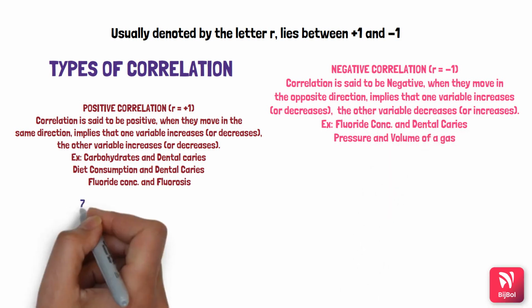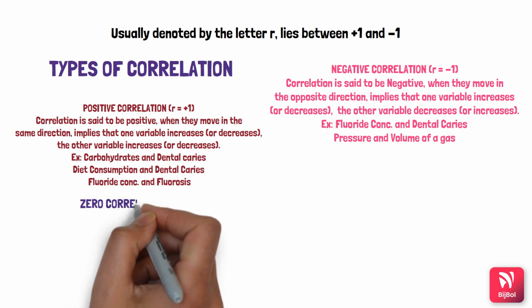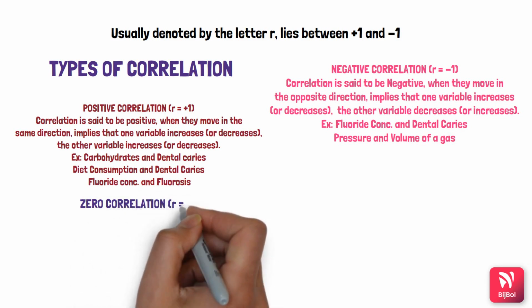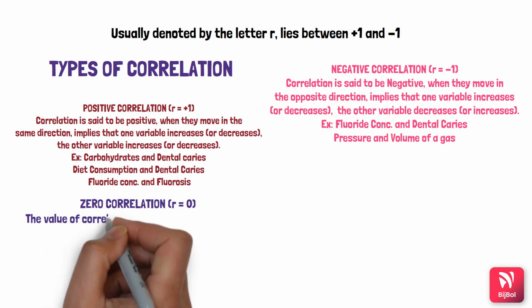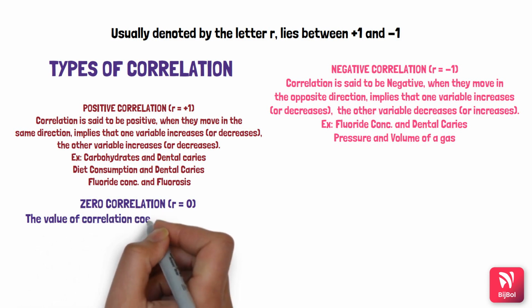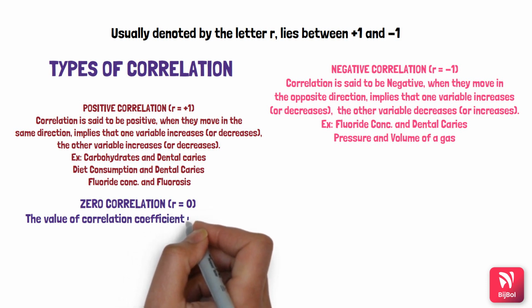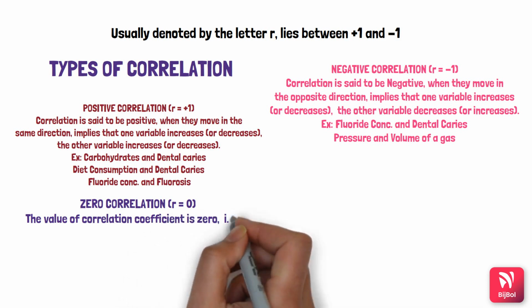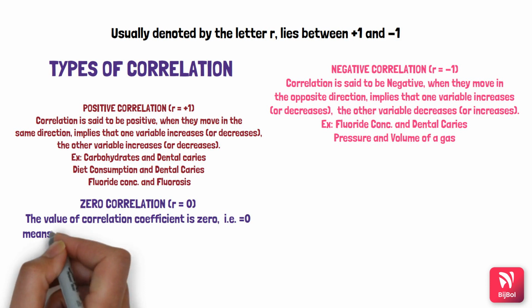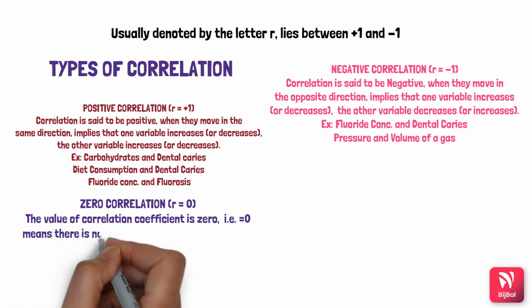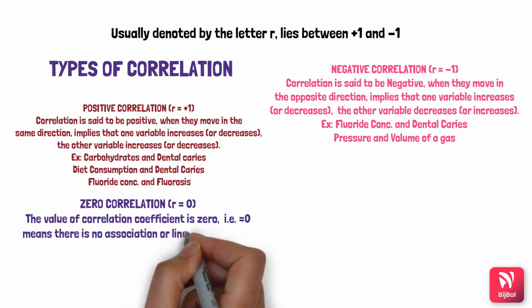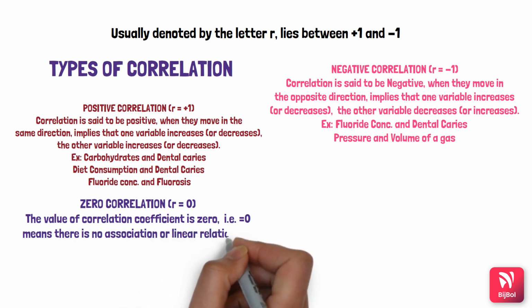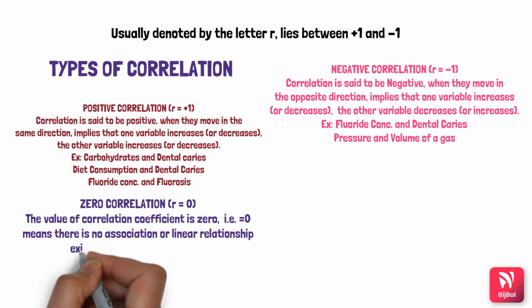Now we have seen the positive and negative. The next thing we have is the zero correlation. Whenever you have a value of R to be 0, the value of the correlation coefficient means there is no association or linear relationship existing between the two variables. That means when the two variables are compared, there exists no linear relationship.